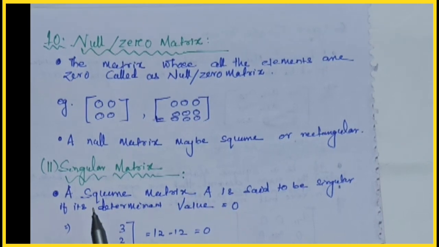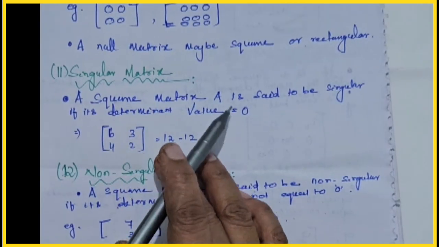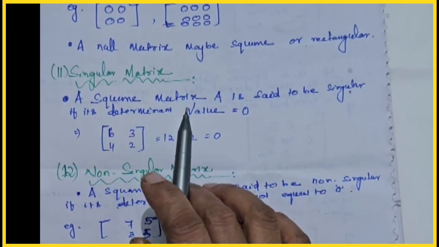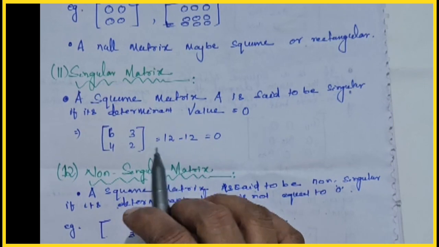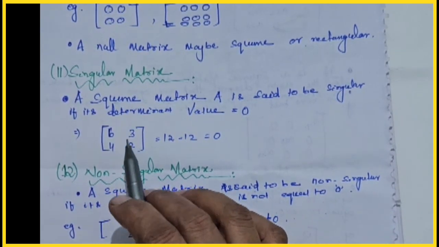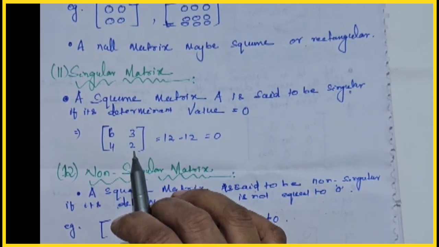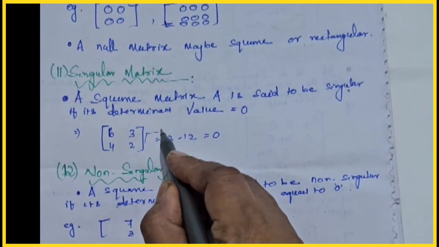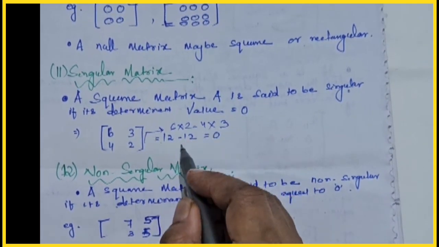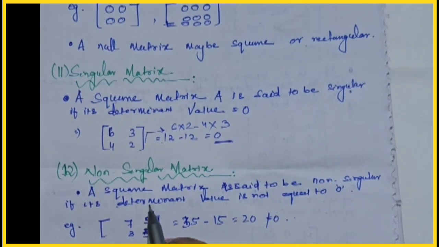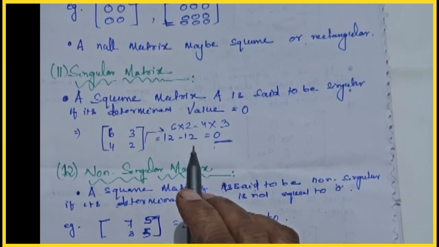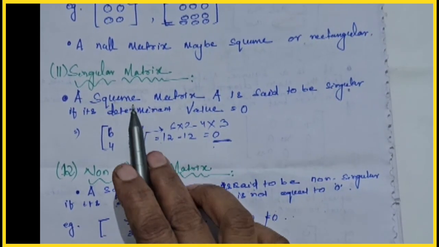Singular matrix क्या है? The other form of matrix, a square matrix A is said to be singular if its determinant value is 0. डिटरमिनेंट हम निकालते हैं ना, यहाँ पर एक एग्जाम्पल है. तो 6, 3, 4, 2 आर द एलिमेंट्स ऑफ द मैट्रिक्स एंड डिटरमिनेंट क्या होगा? 6 into 2 minus 4 into 3 तो हुआ 12 minus 12. द डिटरमिनेंट इज 0. So the determinant of the given matrix is 0, as the determinant is 0, so it is a singular matrix.